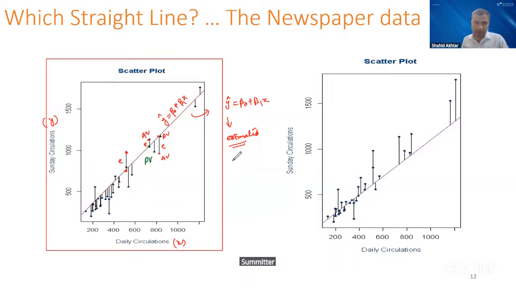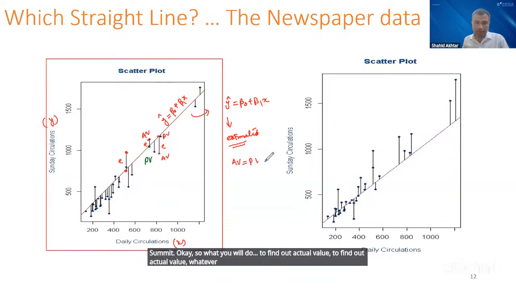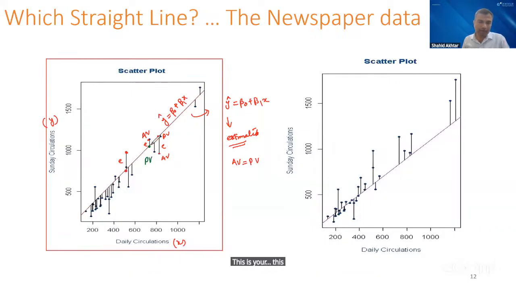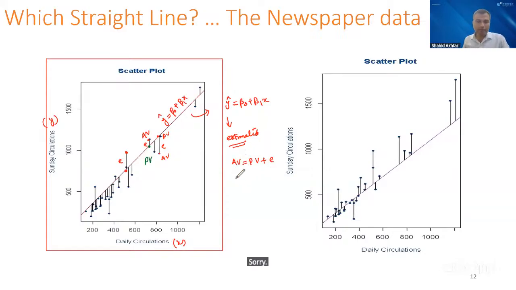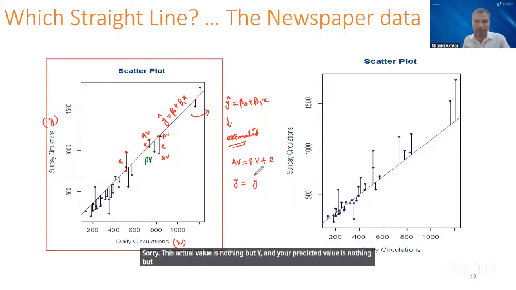So to find the actual value, whatever you have as the predicted value, you will have some error. So this is your predicted value, and you are going to add the error to get the actual value. This error may be positive or negative. This actual value is nothing but y, and your predicted value is y hat, I am using y hat to make some difference.